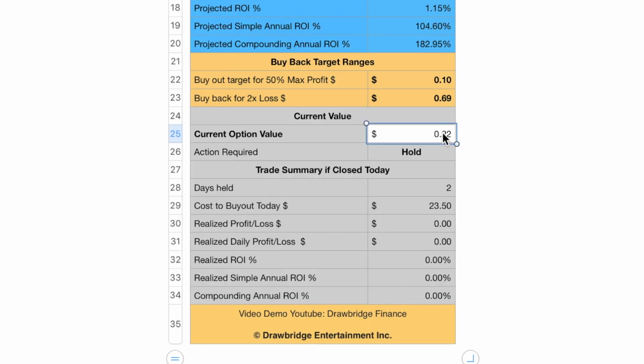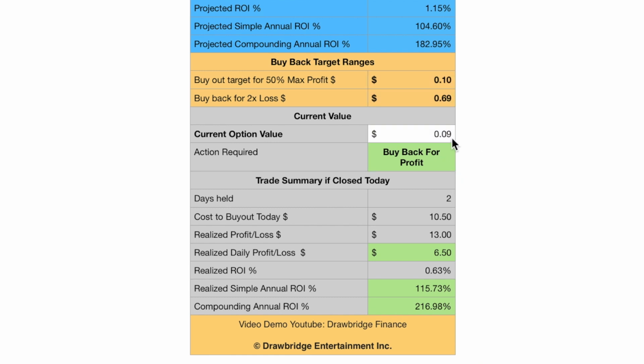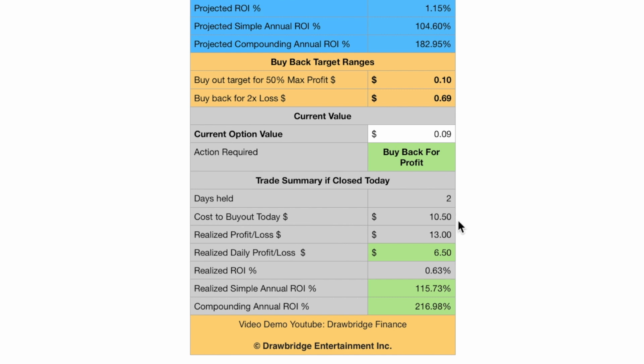Let's just say this went to 9 cents. It's going to highlight green and it's going to say buy back for a profit. The reason it's saying buy back for a profit is because 9 cents is less than 10 cents. 10 cents is our exit target. Now, because we can do that in 2 days, theoretically, of course, the cost to buy out was going to be 9 cents plus our commission. It's going to cost us $10.50.